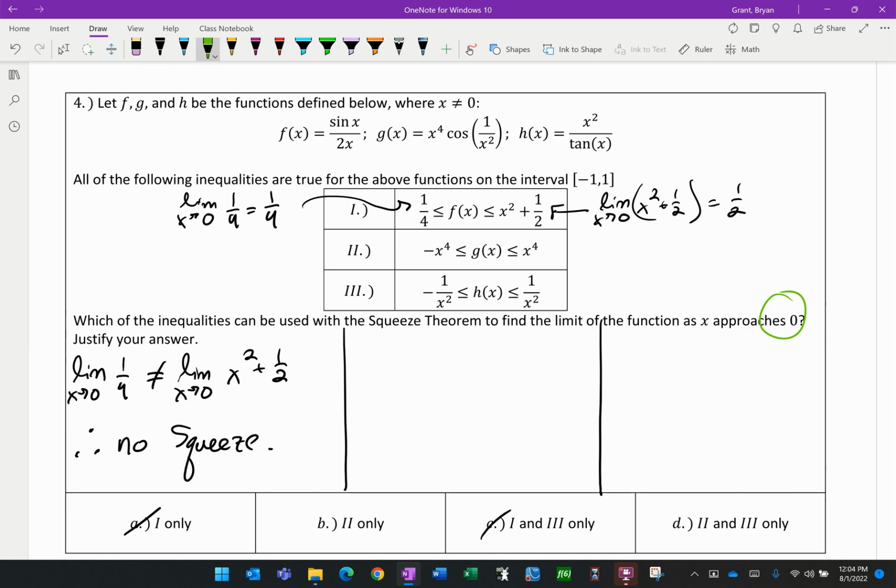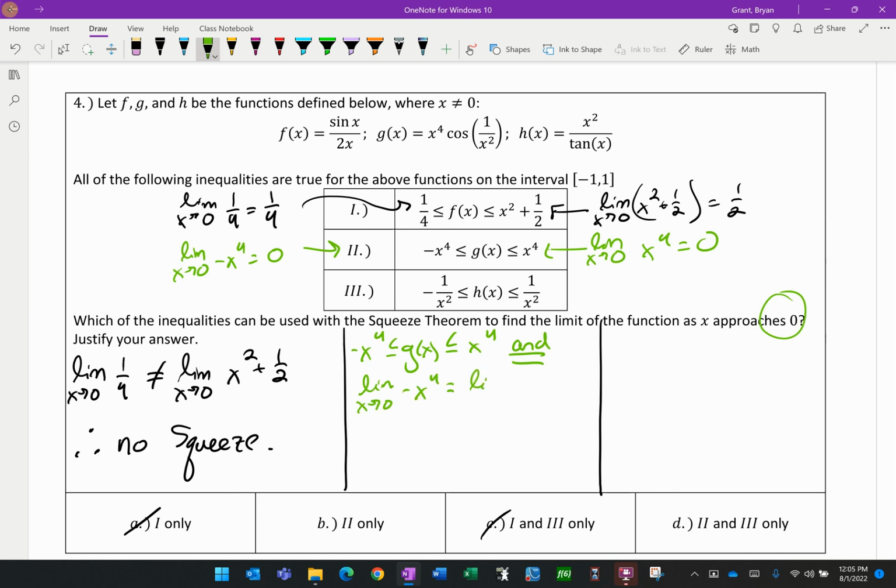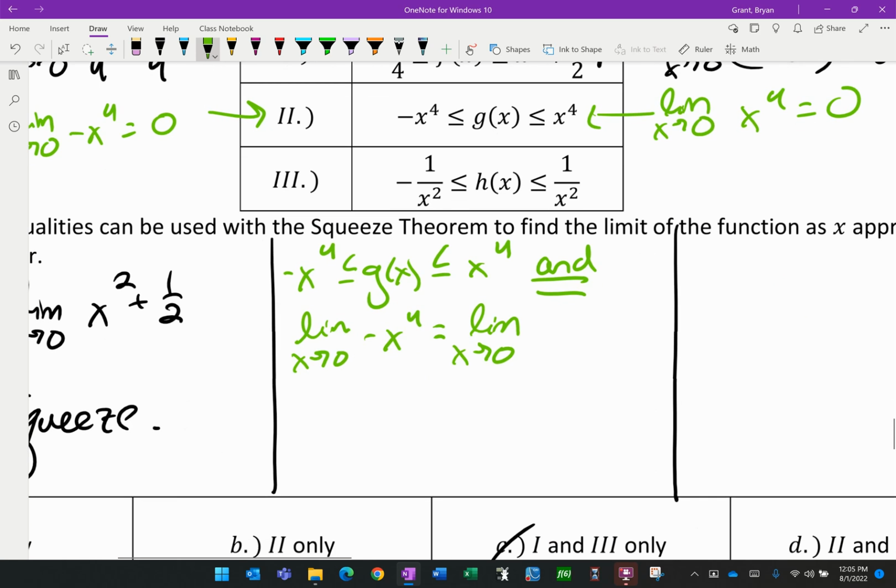Okay, option 2 I'll do in green. We need to find the limit as x approaches 0 of -x to the 4th, which is 0. And we also need to find the limit as x approaches 0 of x to the 4th, which is also 0. Well, that looks pretty good. I bet we could use the squeeze theorem to find the limit of the function. And I'm just going to write it out properly. I'm going to say -x to the 4th is less than or equal to g of x, which is less than or equal to x to the 4th, and the limit as x approaches 0 of -x to the 4th equals the limit as x approaches 0 of x to the 4th.